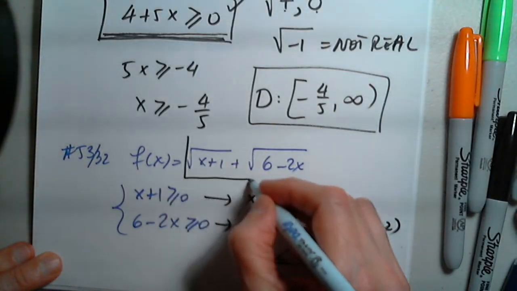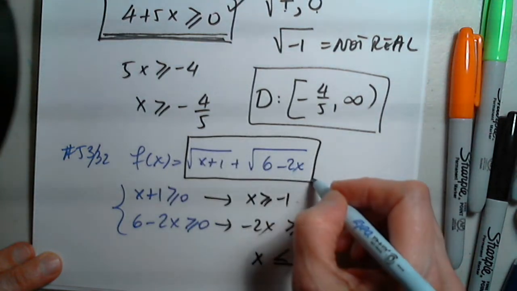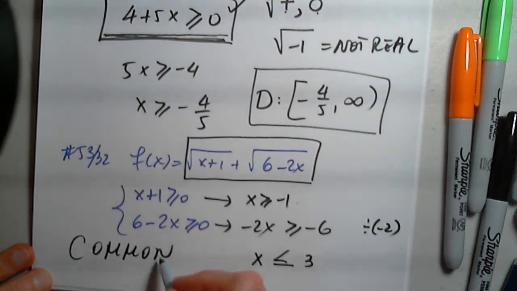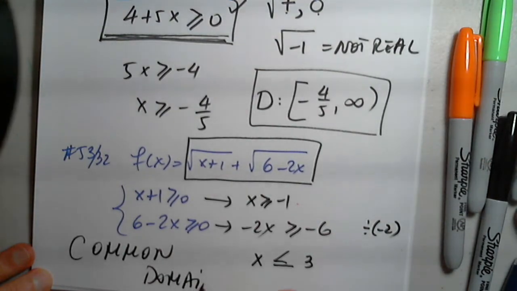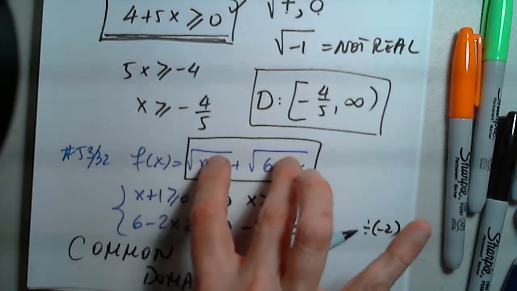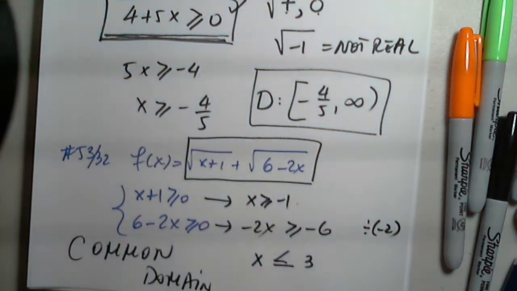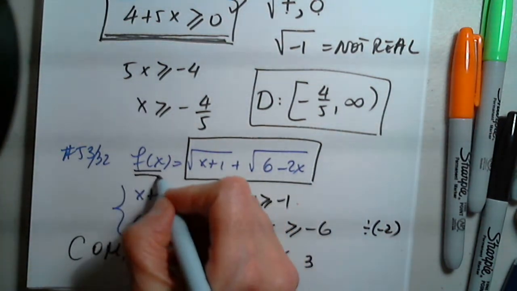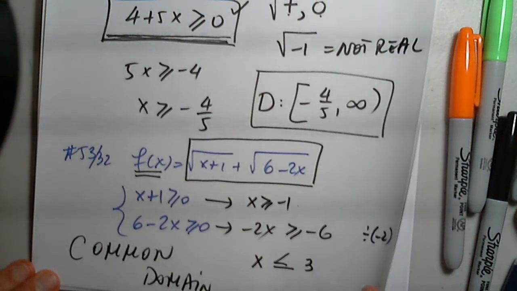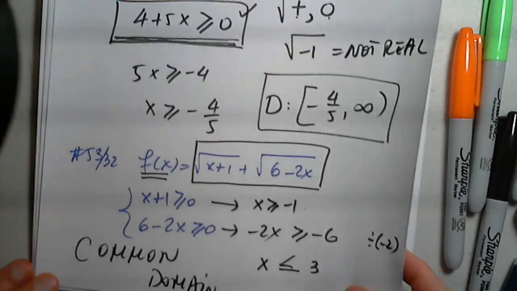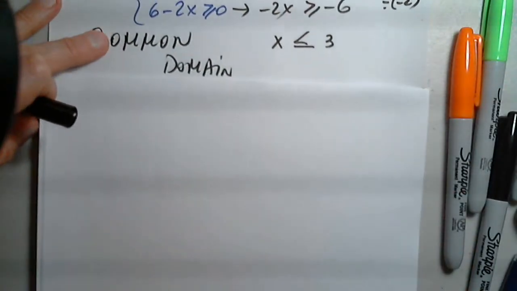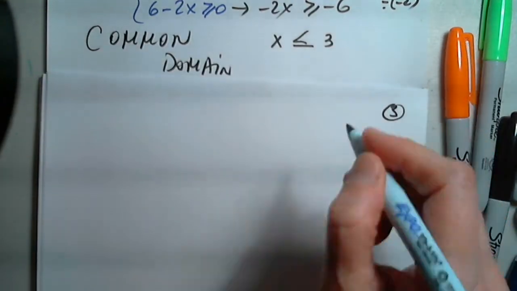Okay, this is not done. In order for this function to exist, I have to find what it's called common domain. If these two do not exist at the same time, for some x values, this function does not exist. So would it be where the two overlap? Awesome. Brilliant. Thank you.